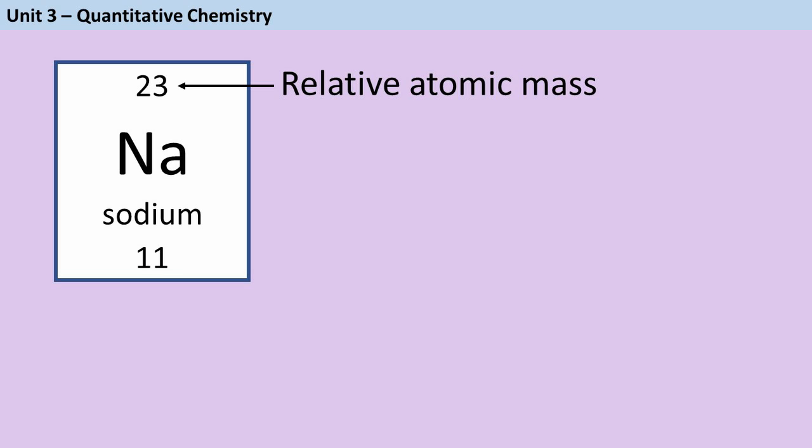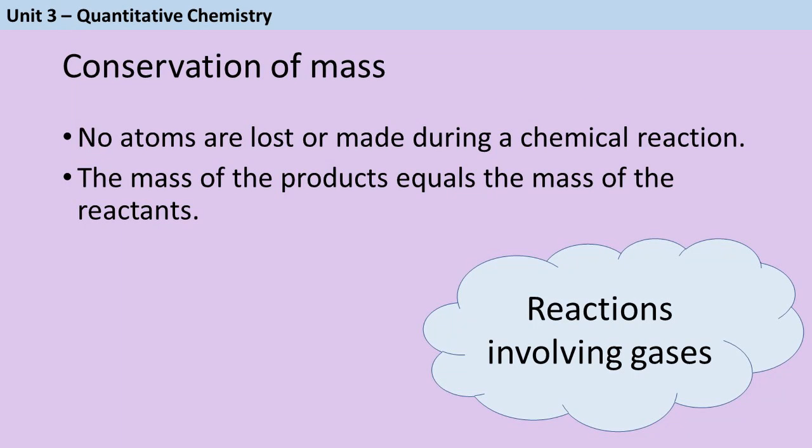The relative atomic mass of an atom is the mass of that element compared to 1/12 of the mass of carbon-12. The first part of quantitative chemistry is all about the conservation of mass. Conservation means keeping things the same. So the law of conservation of mass says that no atoms are lost or made during a chemical reaction.